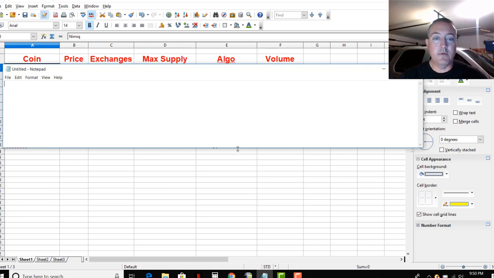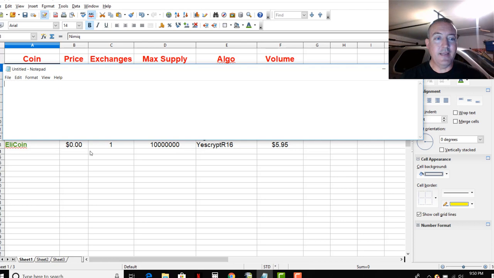So without further ado, let's go ahead and check out number 11, Ellie coin. Less than a penny, it's only on one exchange, 10 million supply right now, or 10 million max supply. Yes, scripts are 16, with a whopping $5.95 volume, which is why it's at the bottom here.